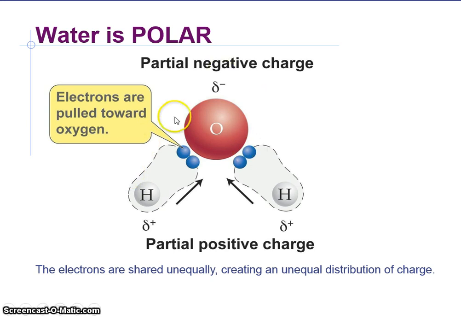So because oxygen has a stronger pull, it has more protons in its nucleus, and there's not too much shielding from the electrons, it's actually going to pull more on those electrons in that shared bond, and so it's going to end up with a slightly negative charge. The hydrogens, on the other hand, because they're not getting as much of the electrons' attention, are going to end up with a slightly positive charge, so you have that unequal distribution. This is actually really important because it allows water to do all the really cool things that it does.